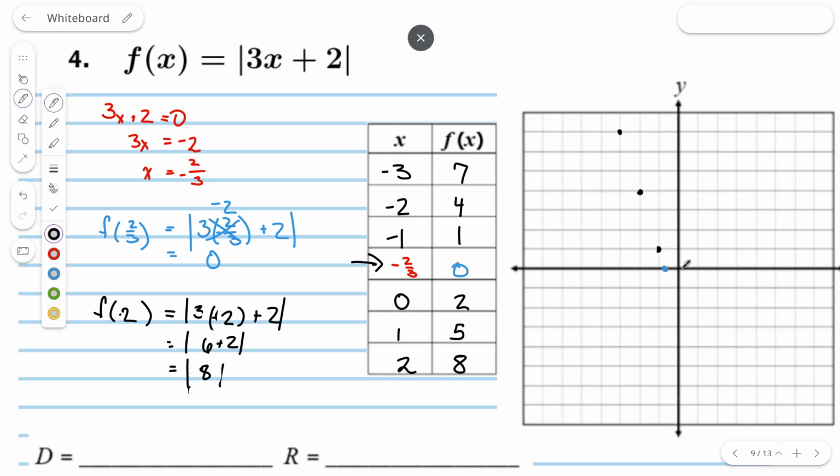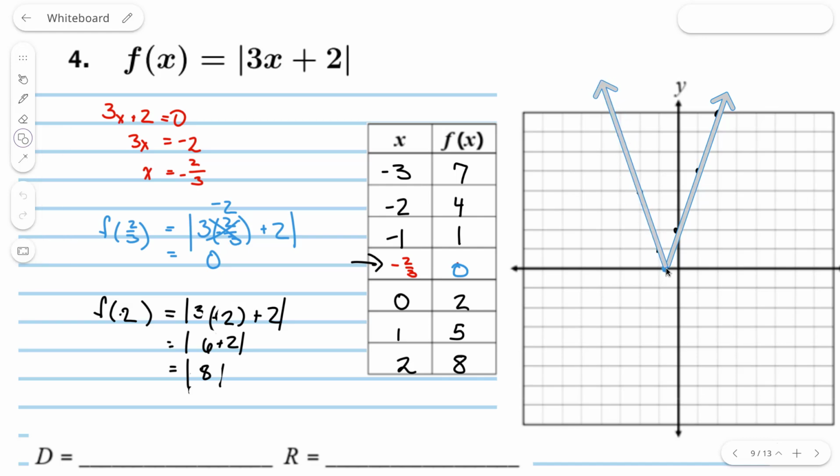Now let's go the other way. At 0, I am at 2. At 1, I'm at 5. At 2, I'm at 8. And so I'm going to go ahead and draw in my arrows, going to the right and going to the left. And so my domain, I'm going to end up covering everything. So it's still negative infinity to infinity. My range, my lowest value is 0, and I go all the way up till I get to positive infinity.